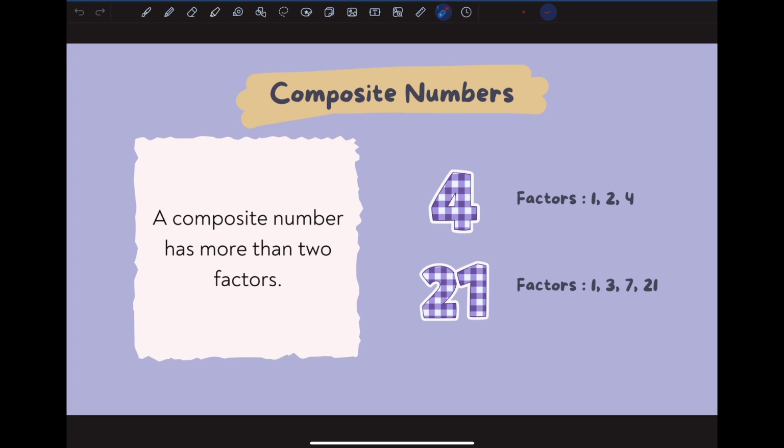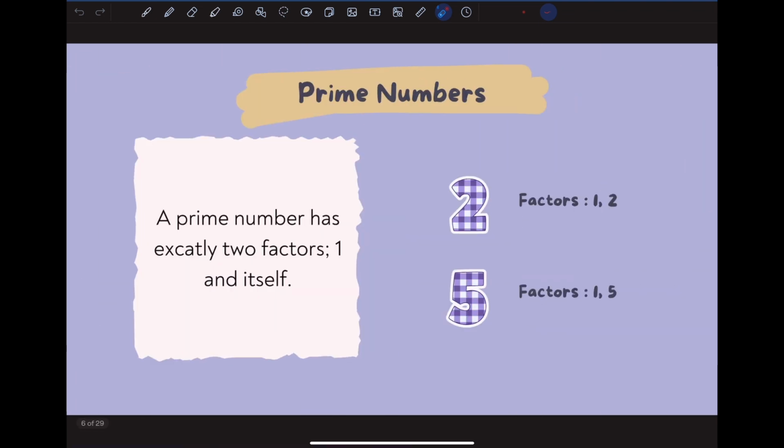Now, what is the other category? The other type of numbers are prime numbers. What are prime numbers? A prime number has exactly 2 factors. Oh, sorry for the typo. Okay, so the spelling here needs a little change. So a prime number has exactly 2 factors, 1 and itself.